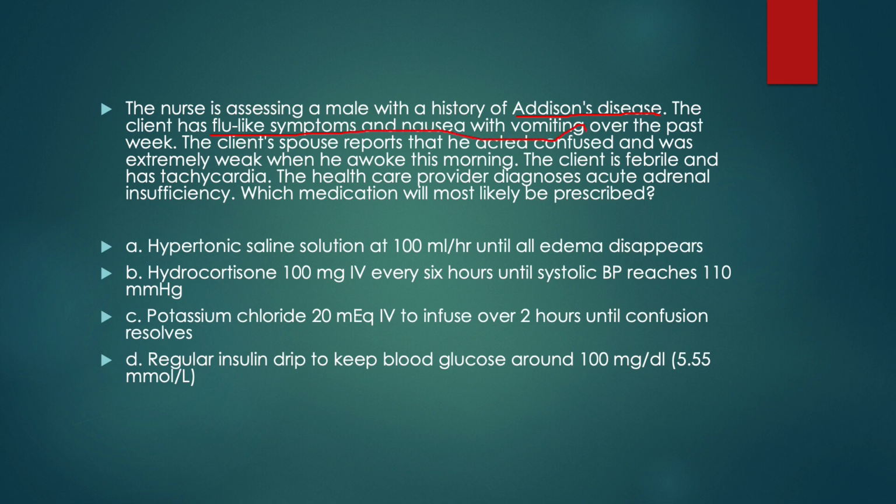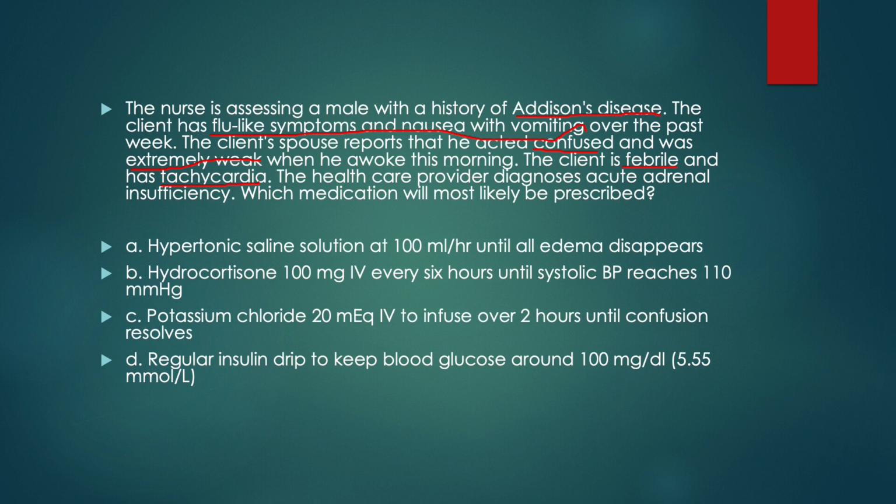That's a big deal. The client's spouse reports that he acted confused. We'll circle confused. Was extremely weak when he awoke in the morning, the client is febrile. I would expect that for Addison's disease. I'll explain why in a second, and has tachycardia. I'll also explain that one. The healthcare provider diagnoses acute adrenal insufficiency. Yeah, I'd say so. Which medication will most likely be prescribed?